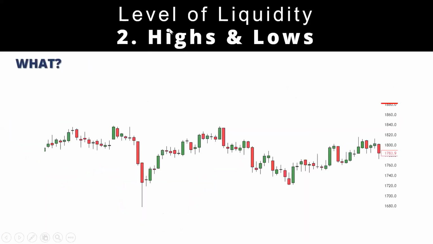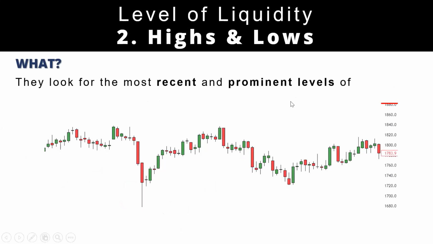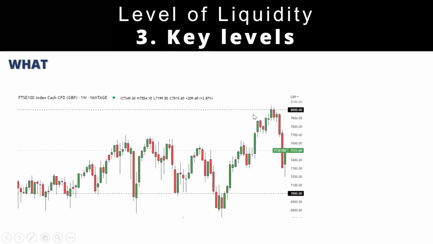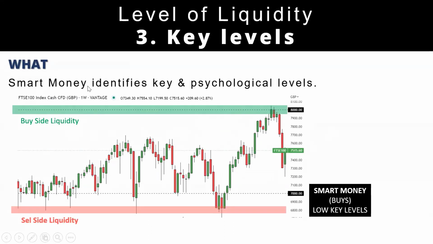Then we have the next level of liquidity, highs and lows. So they look for the most recent and prominent levels of highs and lows. So there's a high here, a high here, a high here, a low, a low. So they look for these kind of levels. The third level of liquidity are key levels. Smart money identifies key and psychological levels. There is a buy-side liquidity where the retailers are buying and smart money is selling, and there's sell-side liquidity. The dumb money or the retail traders are selling and smart money is buying.